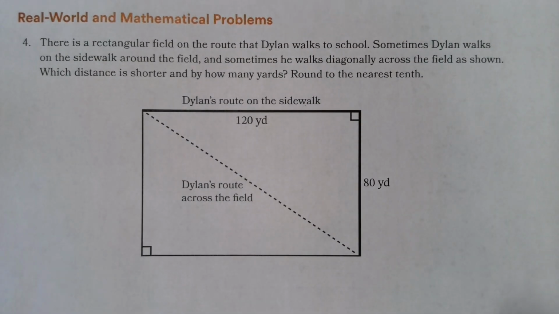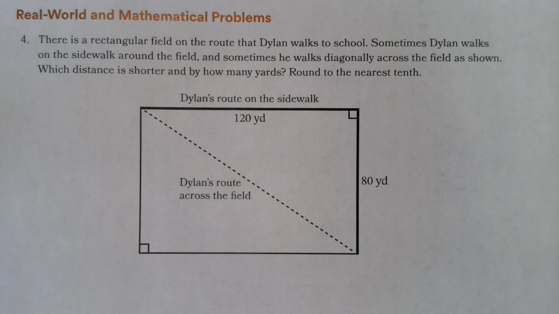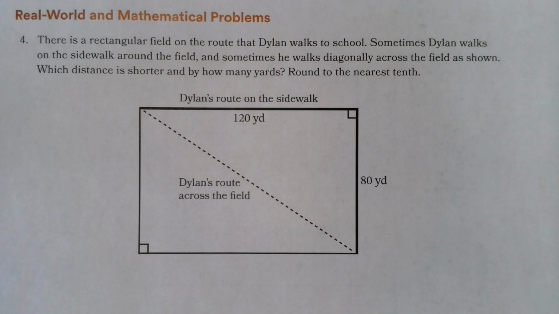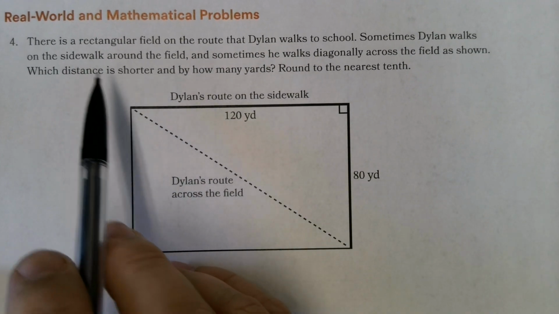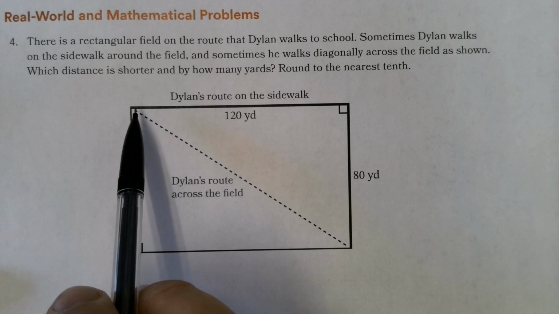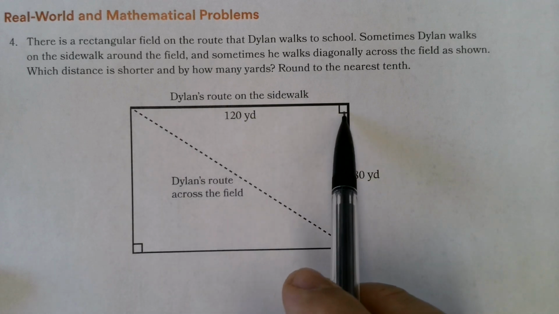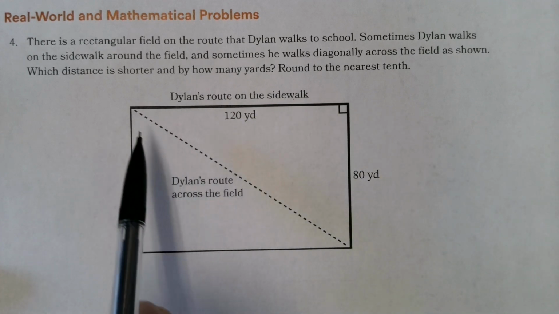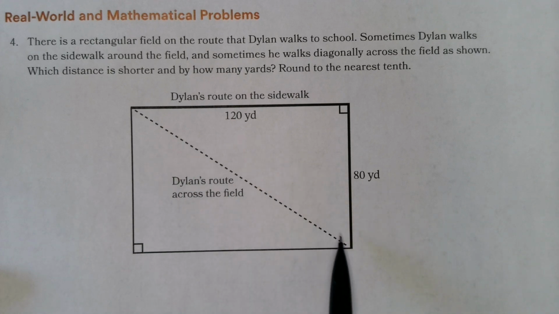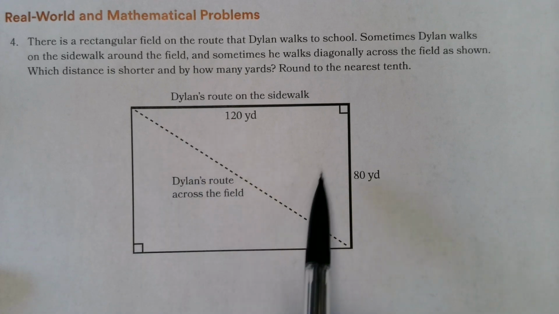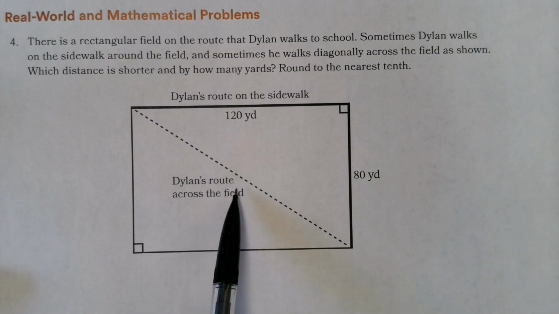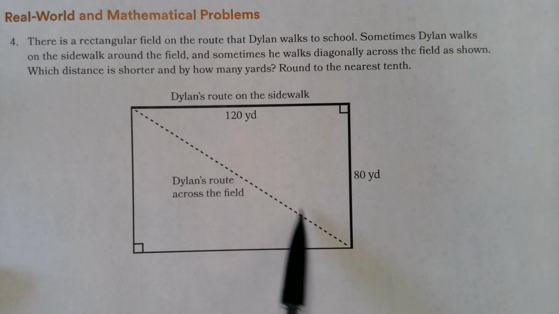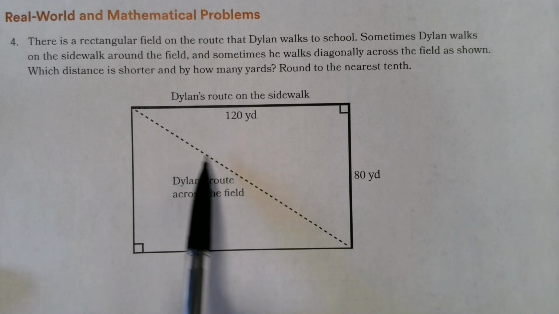Question 4. 4 and 5 are going to be giving some real-world examples here. Number 4 talks about a rectangular field. Dylan walks the sidewalk, which is the outer part of this field. And sometimes Dylan walks diagonally across the field. Because we see that we have a rectangle, and rectangles have right angles for each angle, this diagonal represents the hypotenuse of a right triangle.